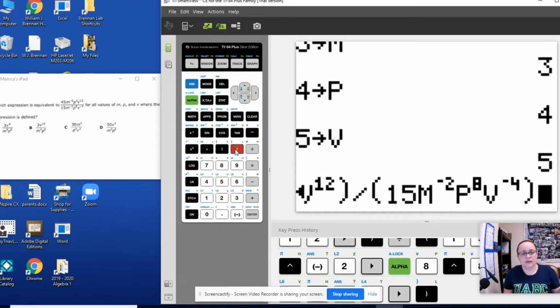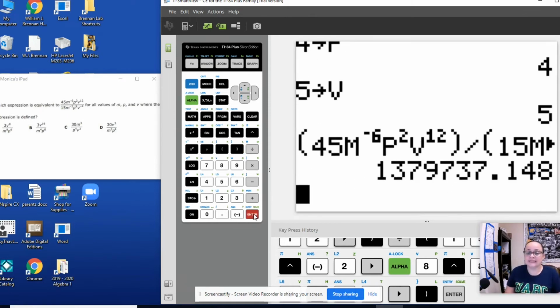So we're saying all my numerator divided by all my denominator. You press enter, and this is always going to give you a number. This might be a very large number, like in this case, but we're just going to remember it. It's about 1,379,000. The idea is that whichever of these expressions has that value is going to be my answer. So I'm going to start checking A.